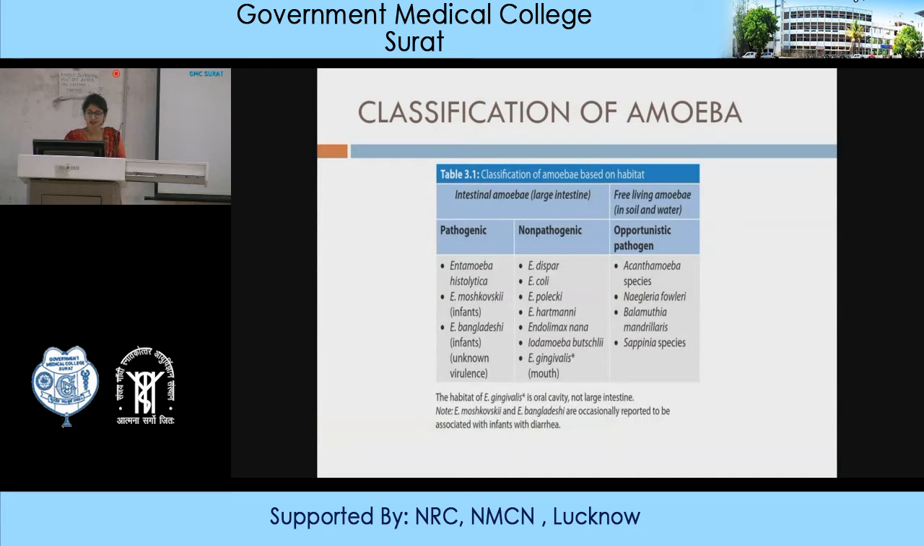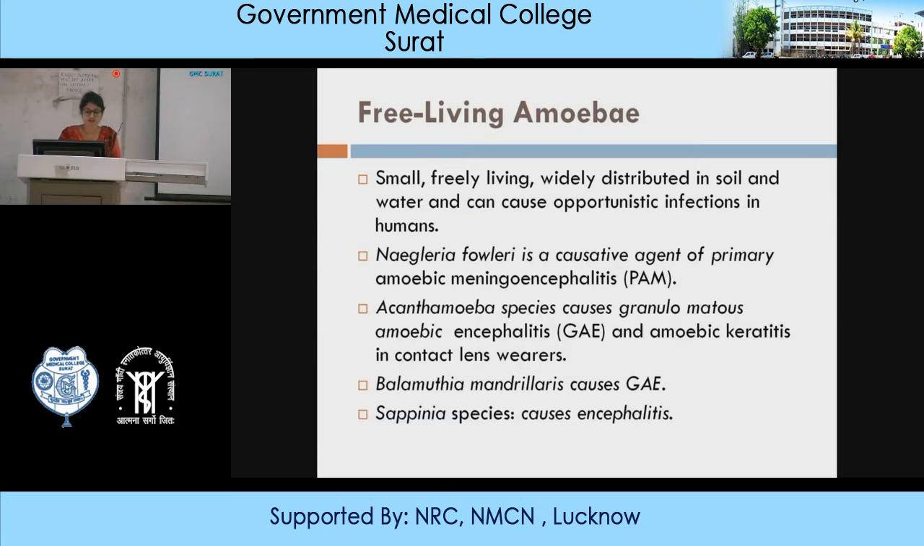They are Acanthamoeba, Naegleria fowleri, Balamuthia mandrillaris and Sappinia. They are basically present in the soil and the water and they cause opportunistic infection in humans. Naegleria fowleri causes primary amoebic meningoencephalitis. Acanthamoeba causes granulomatous amoebic encephalitis and amoebic keratitis. Balamuthia mandrillaris causes granulomatous amoebic encephalitis and Sappinia causes encephalitis. We will go through one by one.